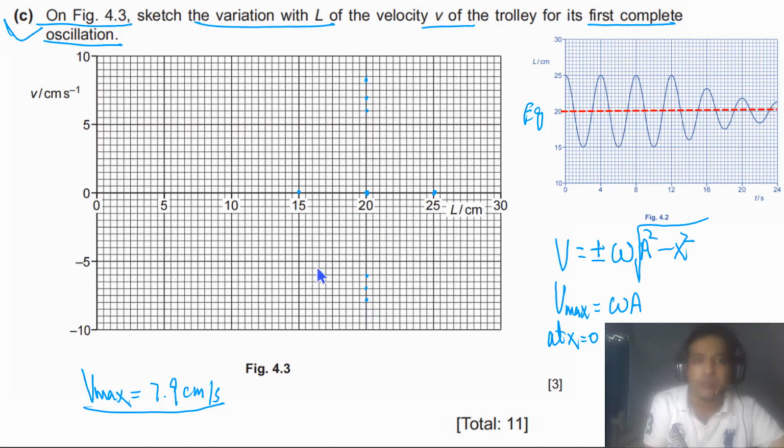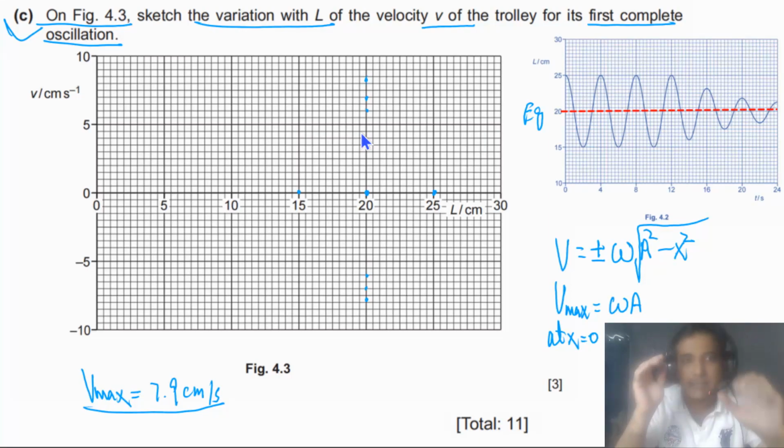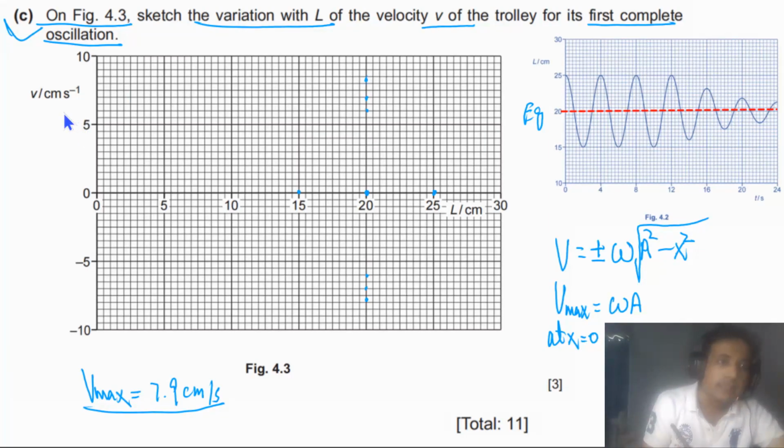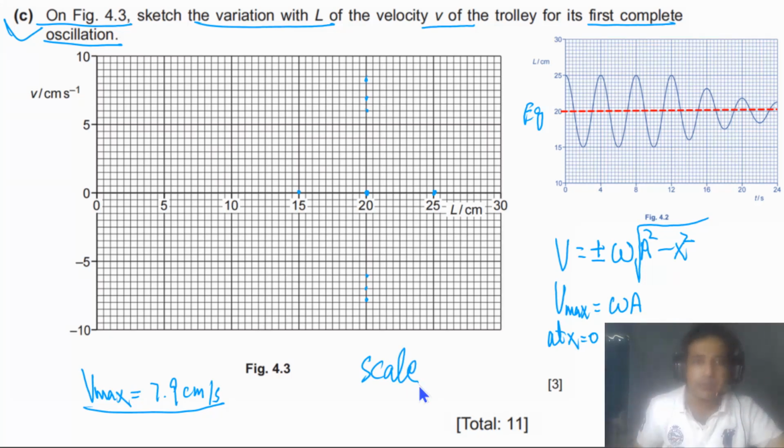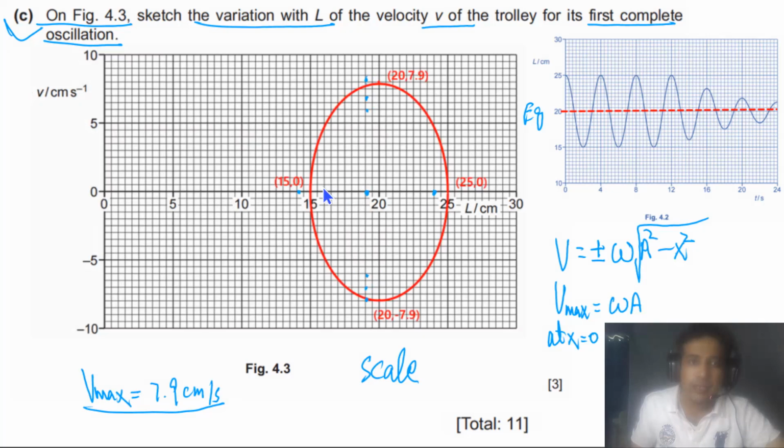Now simply we need to connect these points. The shape can be a circle or an ellipse. It depends on the given axis scale. Let me show you the final answer. If you connect these points, this will be the shape of the graph.